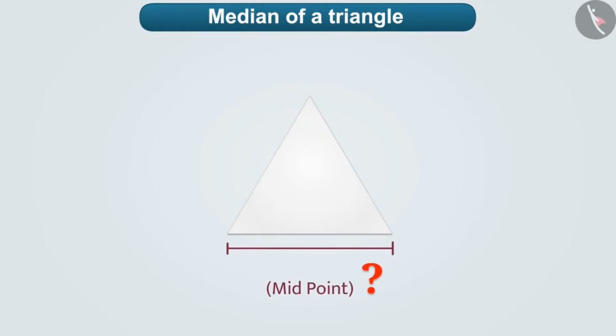Can you tell us how to do this? Think about it. To find the midpoint of this side of a triangle, we fold the paper in such a way that the two vertices of this side cover each other. We will draw the crease. The point where the crease intersects this side of the triangle is the midpoint of this side.